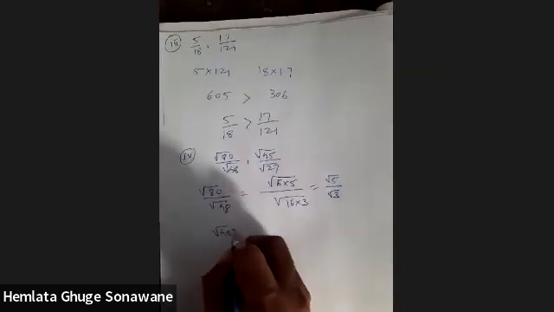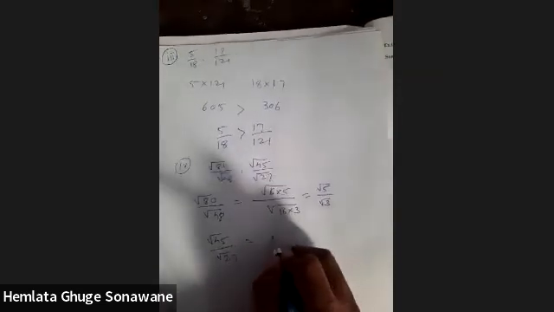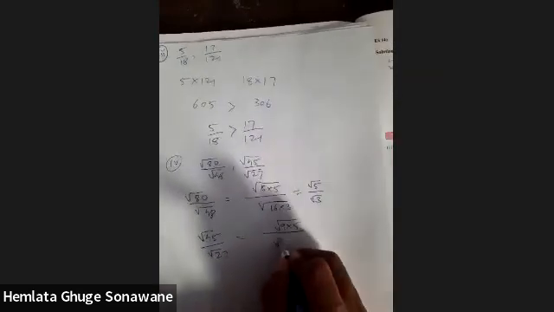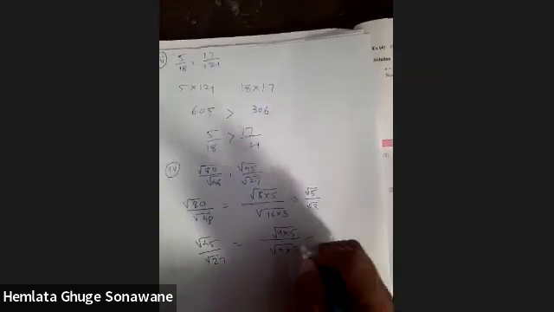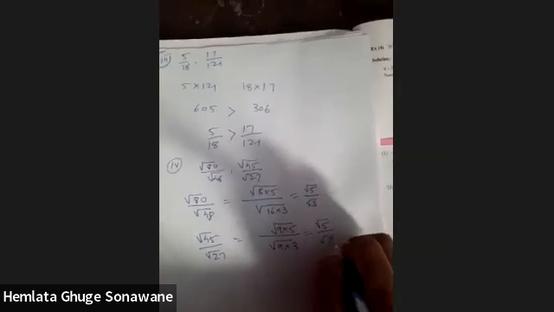Then under root 45 upon under root 27 will simplify. 9 5s are 45 and 9 3s are 27. Here again 9 gets cancelled. So what is remaining? Under root 5 upon under root 3.